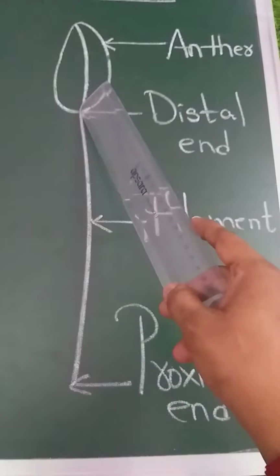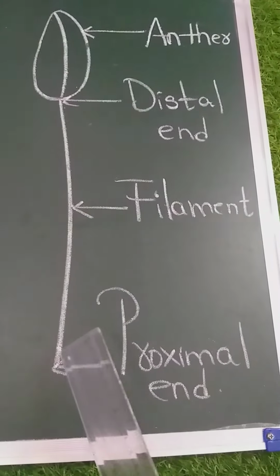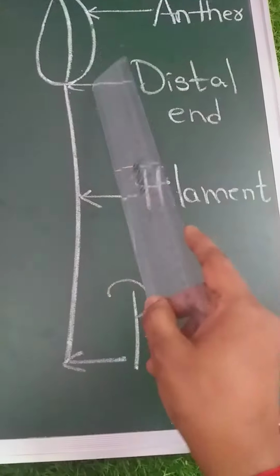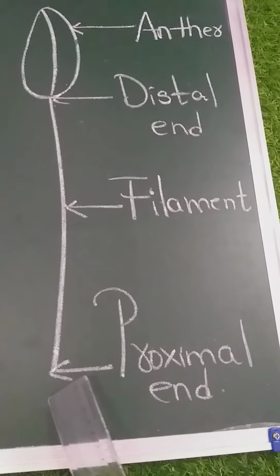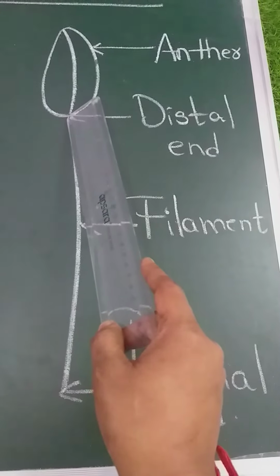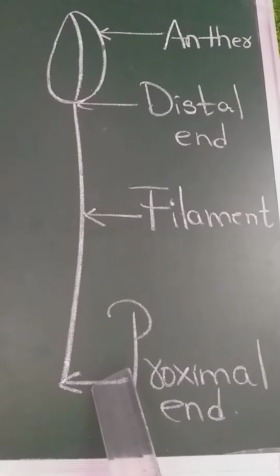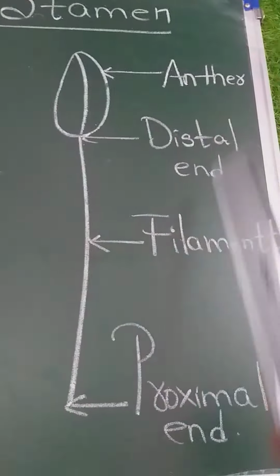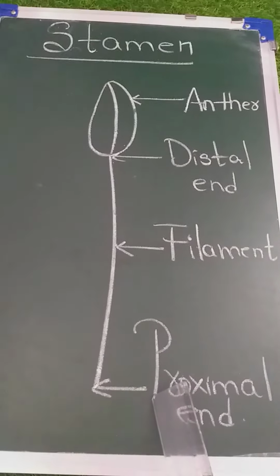There is a long filament. The filament is slender, it is thread-like, and it has a distal end and a proximal end. The distal end of the filament is attached to the anther. The proximal end of a filament is either attached to thalamus or petal. So this is the entire structure of the male reproductive part, or the stamen.